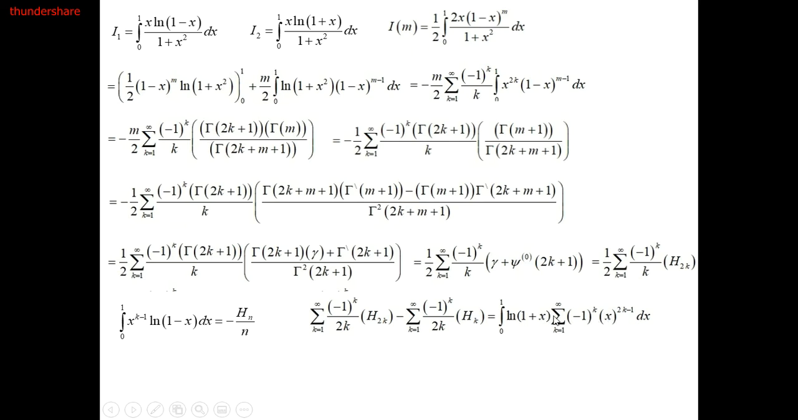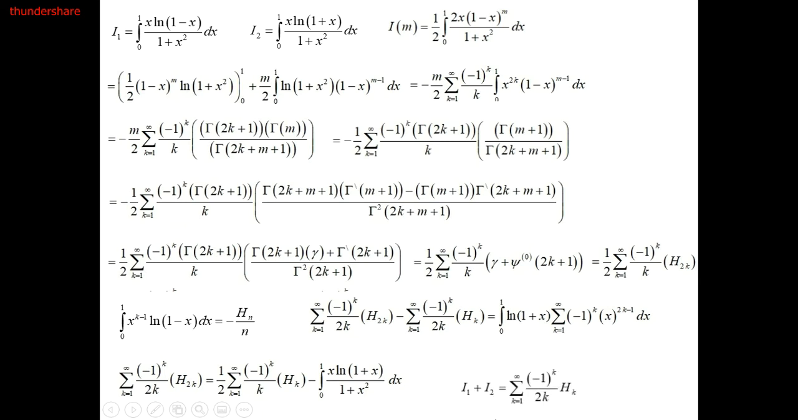And from the properties of the sum, the value of the sum from k equals 1 to infinity of negative 1 to the power k x to the power 2k minus 1 is the same as the integral from 0 to 1 of x ln(1 plus x) divided by 1 plus x squared dx. And here is also a magic that this value is the same as I2.